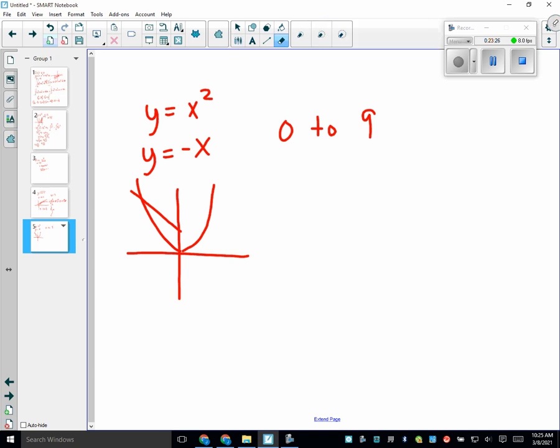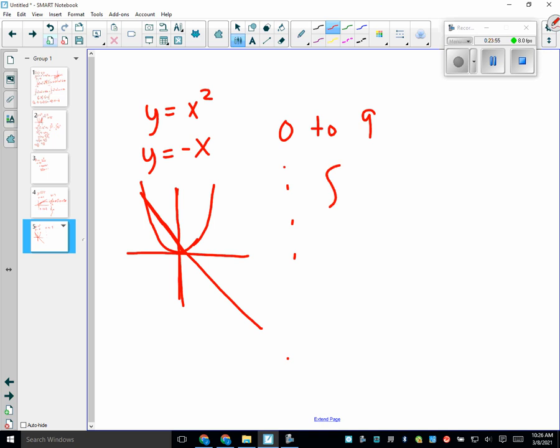So that was going to be 9. Isn't this x squared? Negative x looks like this. So I want from 0 to 9. Okay? 0 to 9 given. So if they're squares, isn't it 0 to 9?